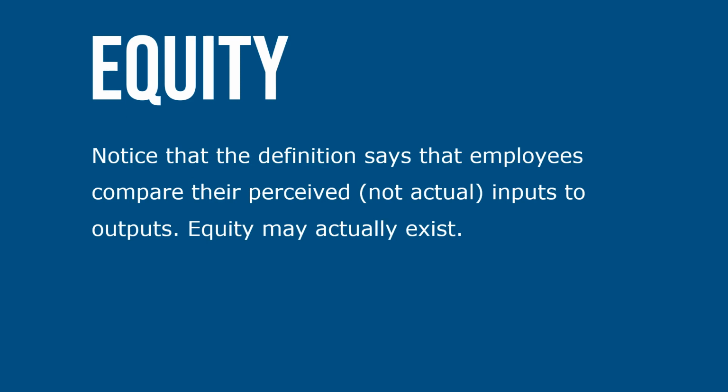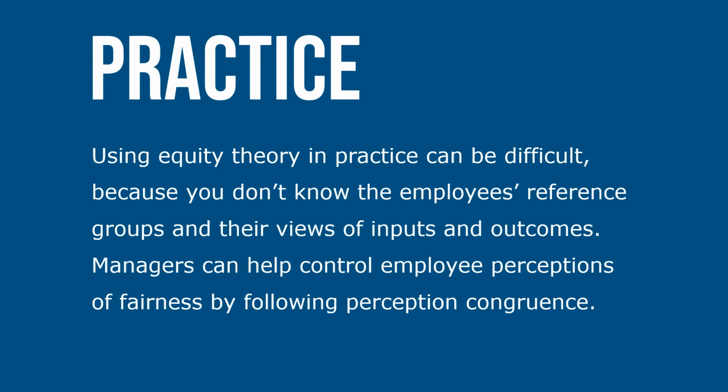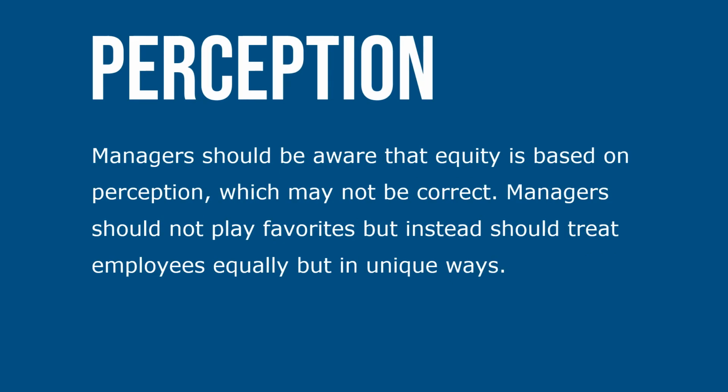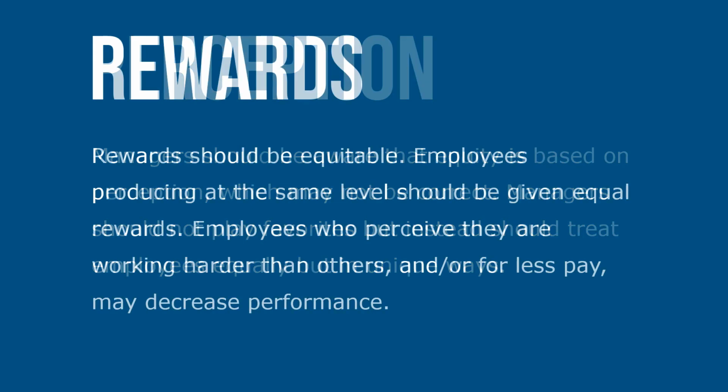Equity may not actually exist. Using equity theory in practice can be difficult because you don't know employees' reference groups and their views of inputs and outcomes. Managers can help control employee perceptions of fairness by following perceptions congruence. Managers should be aware that equity is based on perception, which may not be correct. Managers should not play favorites, but instead should treat employees equally but in unique ways.